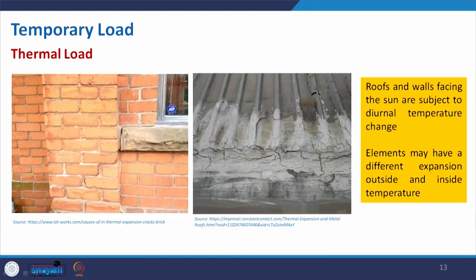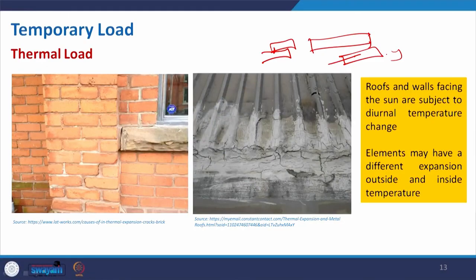Now, come to the thermal load. It is basically due to the change in temperature. Sometimes an object will expand, sometimes it will do the reverse, it will contract, and due to that change in temperature, there will be some development of cracks, and it will develop when we use different materials. Because in school science we have studied Young's modulus. Based on that, the modulus will be different for concrete than for steel.